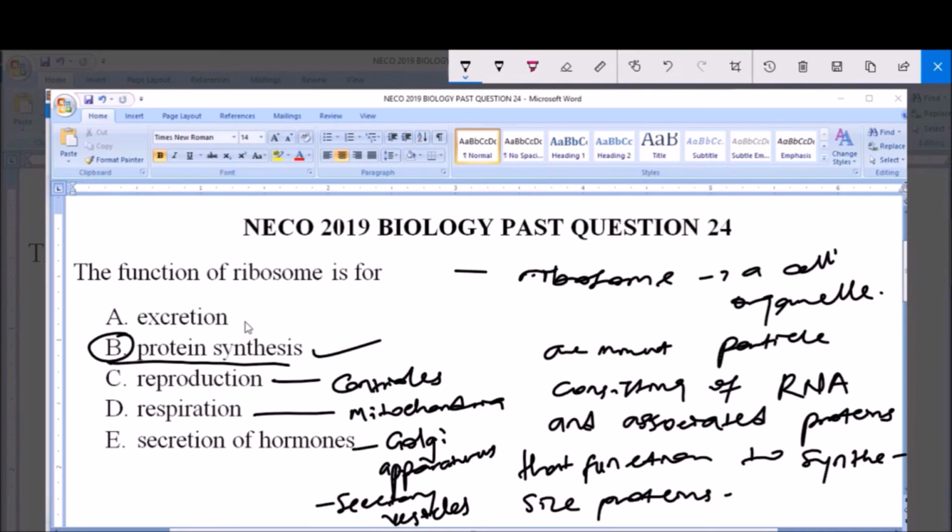Then for excretion, you can see even the cell membrane here. The cell membrane in some organisms helps in removal of unwanted substances. That's excretion. But the part responsible for protein synthesis is the ribosome. So ribosome is responsible for protein synthesis, and that is option B.